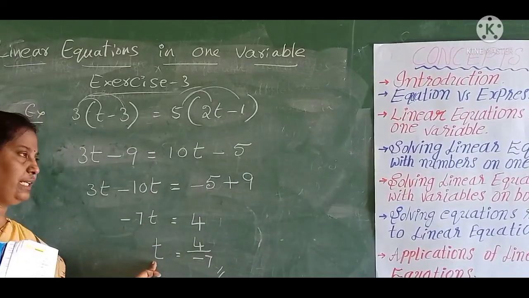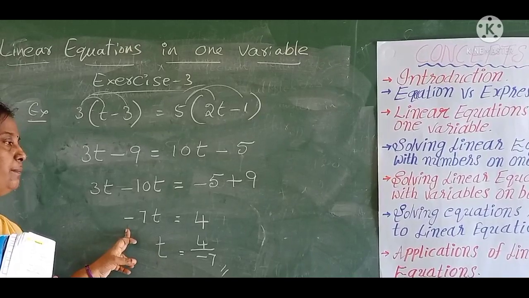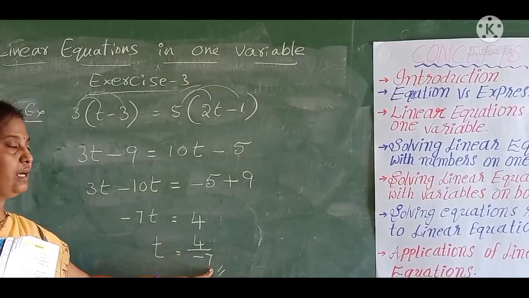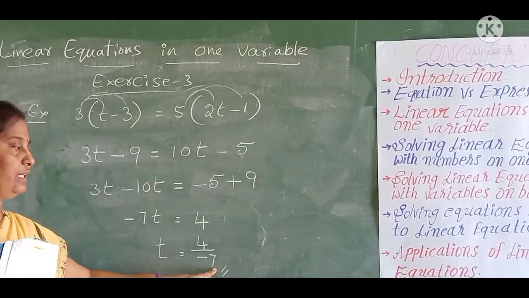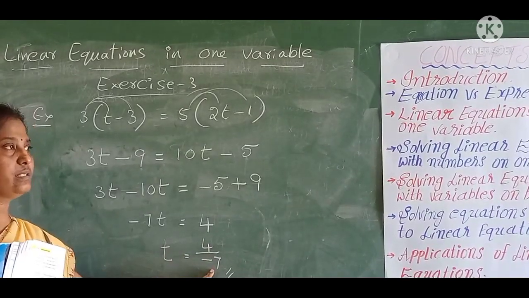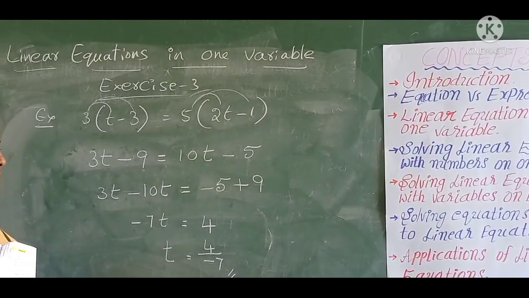We have to find only t here. So moving the minus 7 to the right hand side, it will become division. 4 by minus 7. Note it down now.